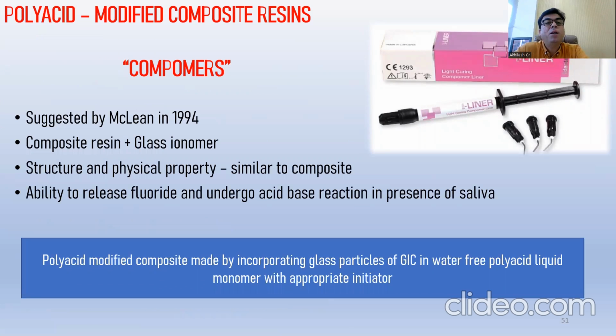Next one is compomers. They are polyacid modified composite resin. It was suggested by McLean in 1994. That is the composite resin plus glass ionomer. Here the structure and the physical property is similar to the composite, and the ability to release fluoride and undergo acid-base reaction is in the presence of saliva.